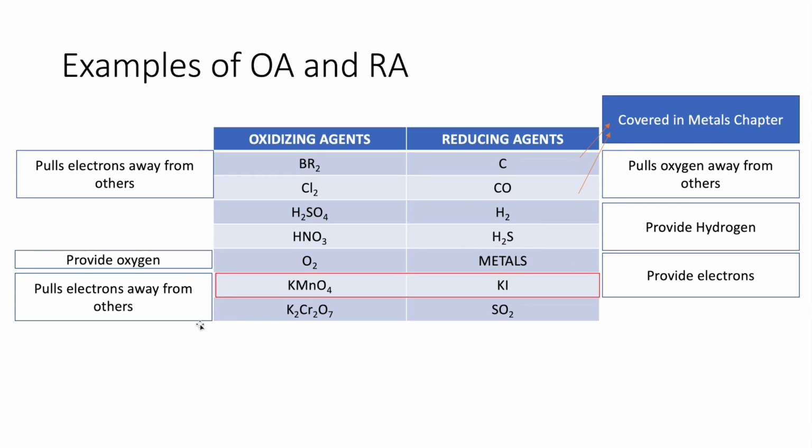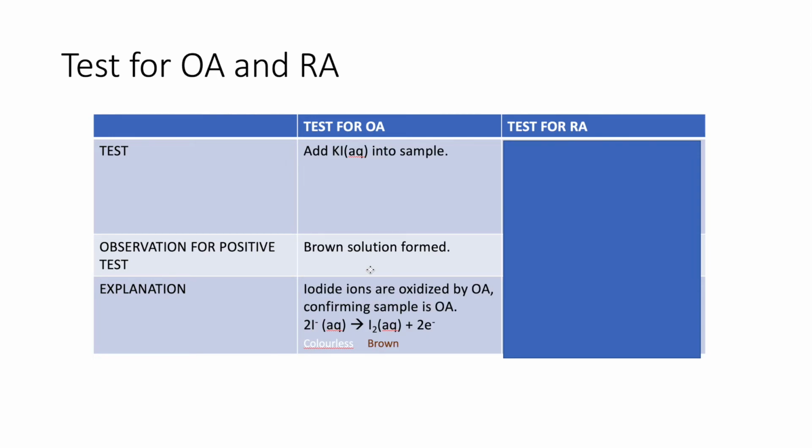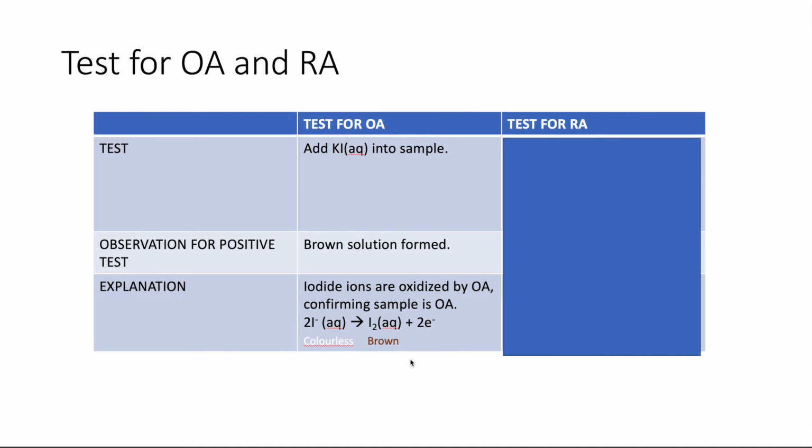Okay, so next, how do we test for an oxidizing agent? We use potassium iodide, KI, which itself is a reducing agent. So if you add the KI into the solution, the sample, if the iodide ion has been oxidized into aqueous iodine, it will show the brown color. So a positive test expresses itself as the brown color. When you see brown, it means there is the presence of an oxidizing agent.